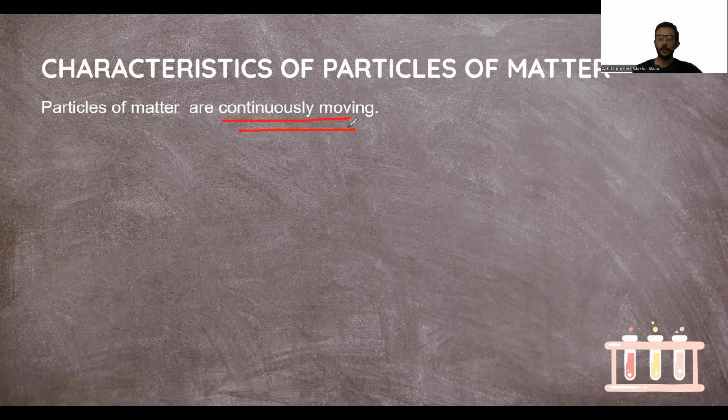Okay. So we can also say that particles of matter are continuously moving. And if I arrange the three states of matter in increasing order of their motion, then I can say that solid has the least motion, then liquid, and the highest amount of motion is present in the particles of gases, right? I'm sure you will agree with me on this part.